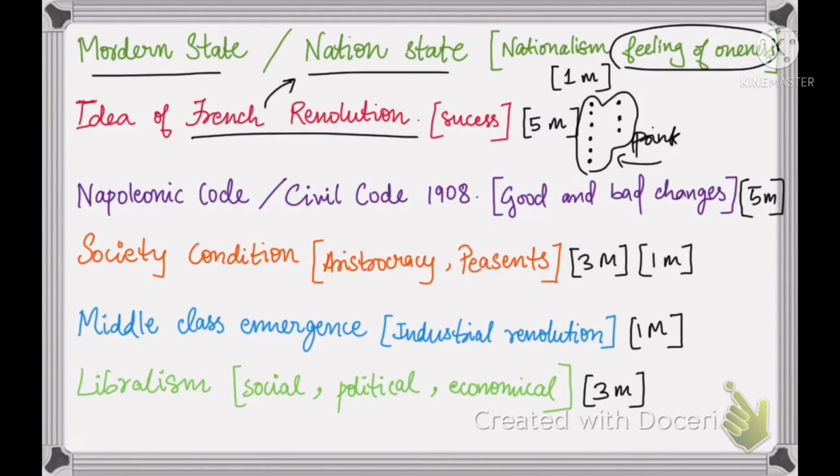But then soon Napoleon came and he became the new emperor of France. And in 1804 he passed a civil code, which we also call the Napoleonic Code. And under that code he made several good changes and several bad changes, about which we'll learn now. So the first thing, he reintroduced monarchy, which was not liked by the people.